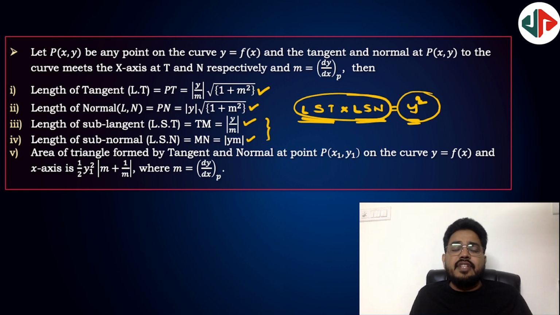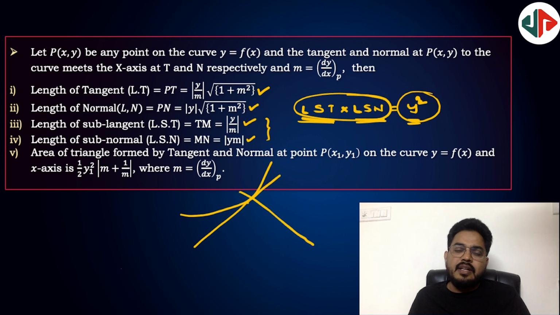Next one is the area of the triangle formed by the tangent and normal at the point P x1, y1 on the curve y is equal to f of x. So, the curve is like this. Your tangent and this is the normal. They are asking the area of the triangle formed by the tangent, normal on the curve and the x-axis. So this point is x1, y1. So this length is equal to y1.